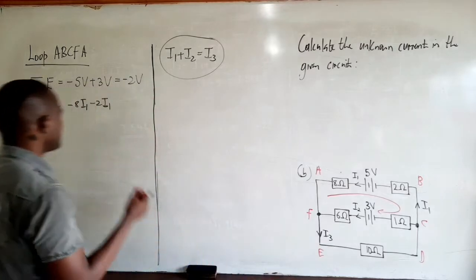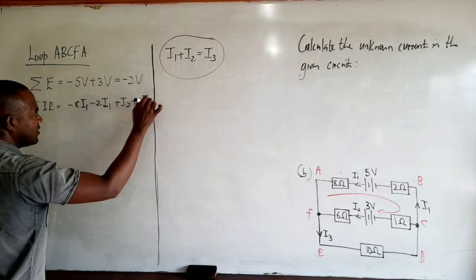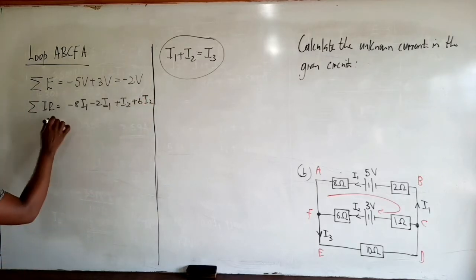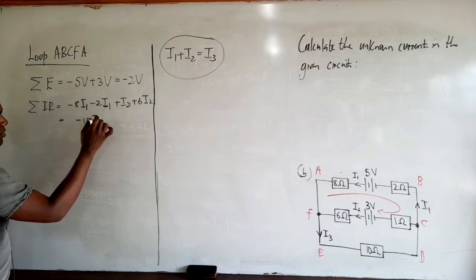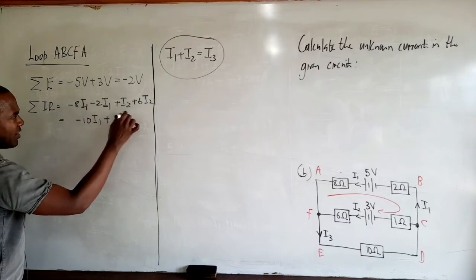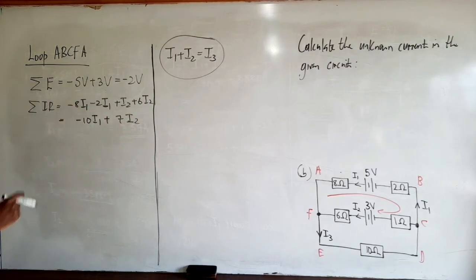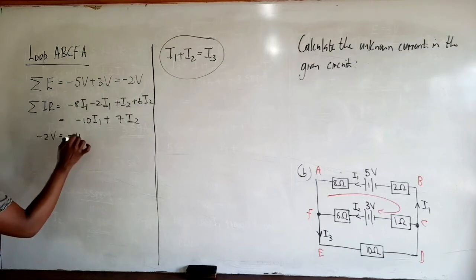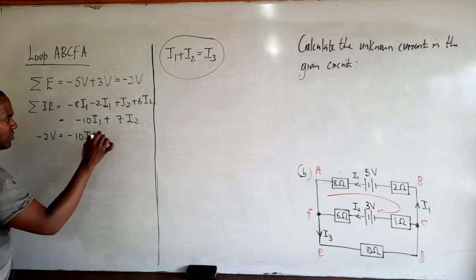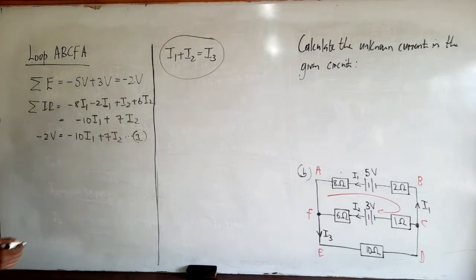And so we get plus I2 plus 6I2. So if we simplify this, we get minus 8 minus 2, that is minus 10 I1 plus 7 I2. And since, based on Kirchhoff's second law, sum of E equals sum of IR, we can say that minus 2 volts is equal to minus 10 I1 plus 7 I2. And let's call that equation 1.